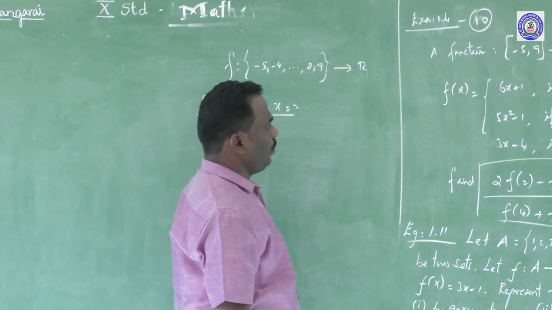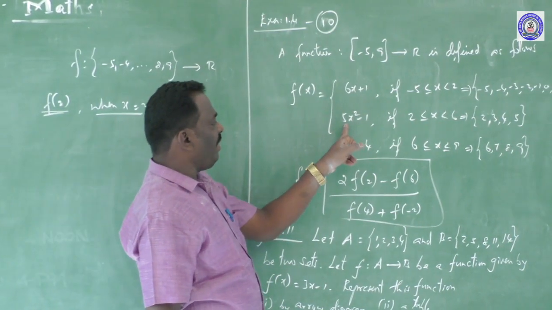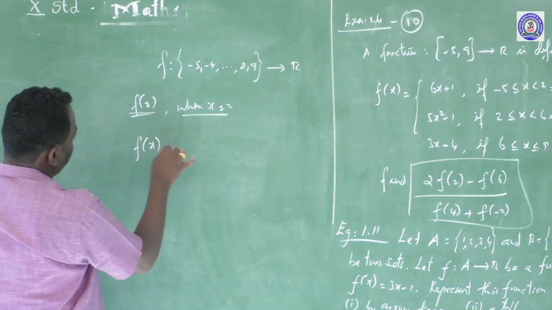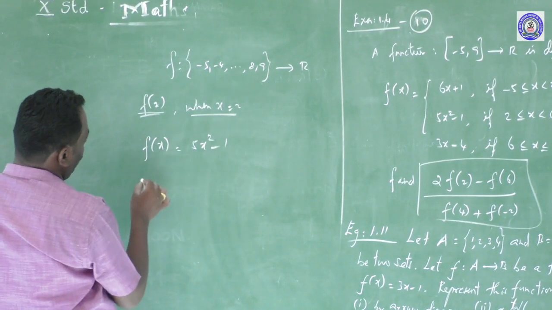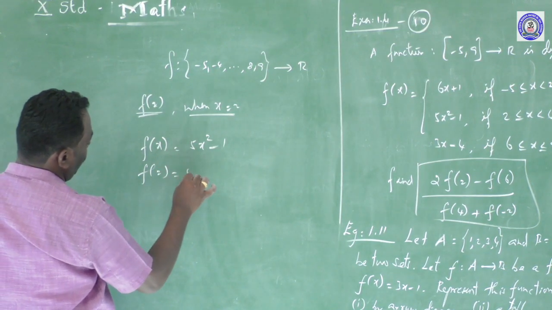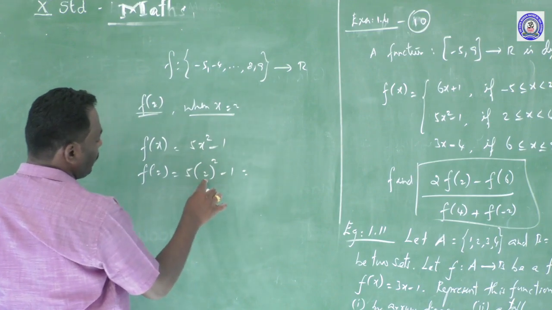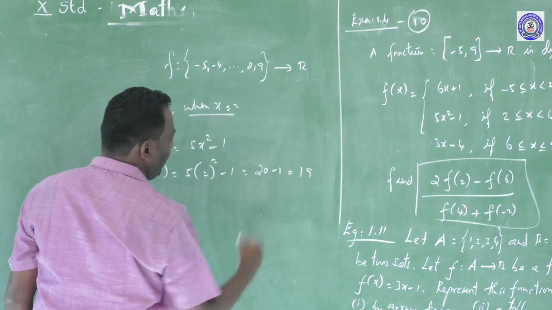The x belongs to the second interval, the function value equal to 5x squared minus 1. Therefore the function value of x is equal to 5x squared minus 1 and x is equal to 2. f of 2 is equal to 5 into 2 whole squared minus 1, which is equal to 5 into 4 minus 1, that is 20 minus 1, equal to 19.